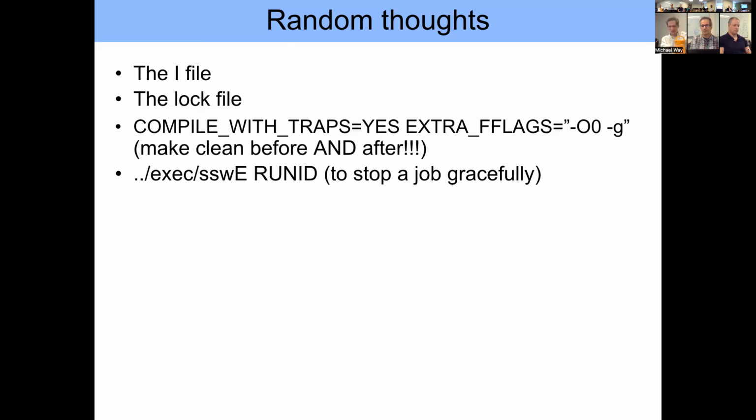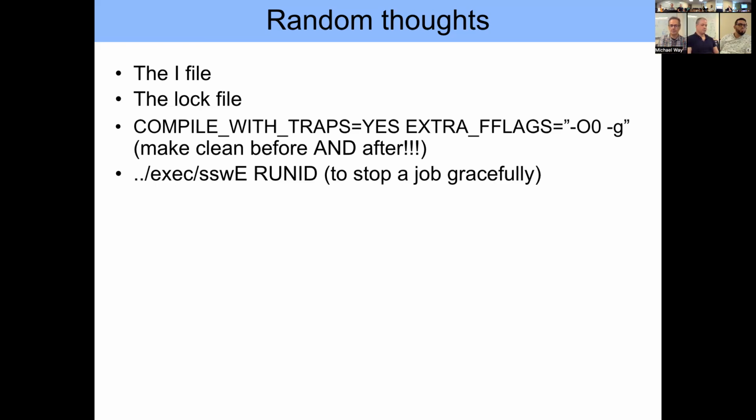Well, sometimes it helps. It's just for an extreme case, if nothing works. I usually only use the first part of it, compile with traps equals yes, but the extra flags are also useful. And you need to remember that every object in the model needs to be compiled with that flag. Otherwise, for that object, it will not be enabled. So you need to make clean to compile with traps to have them available for the whole model code.